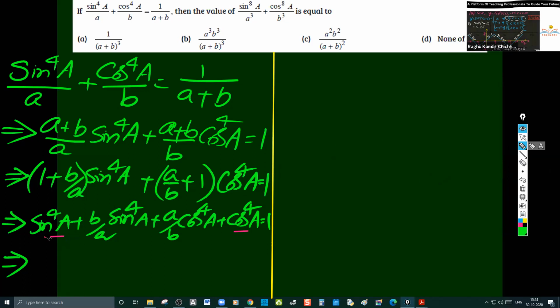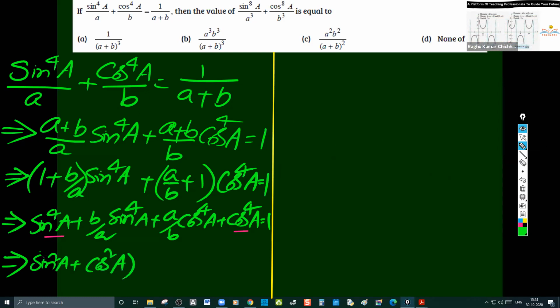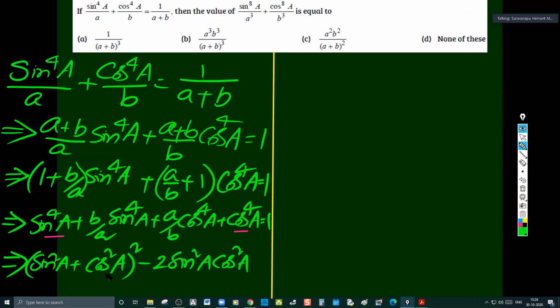If you get any doubt, you ask me, please. Sine square A whole square plus cos square A whole square can be written as sine square A plus cos square A whole square minus 2 sine square A cos square A. If you have any doubt, ask me, please. No, sir.